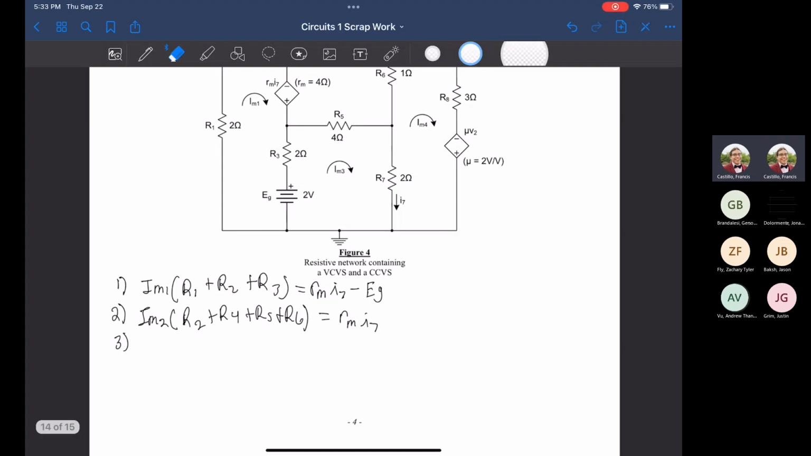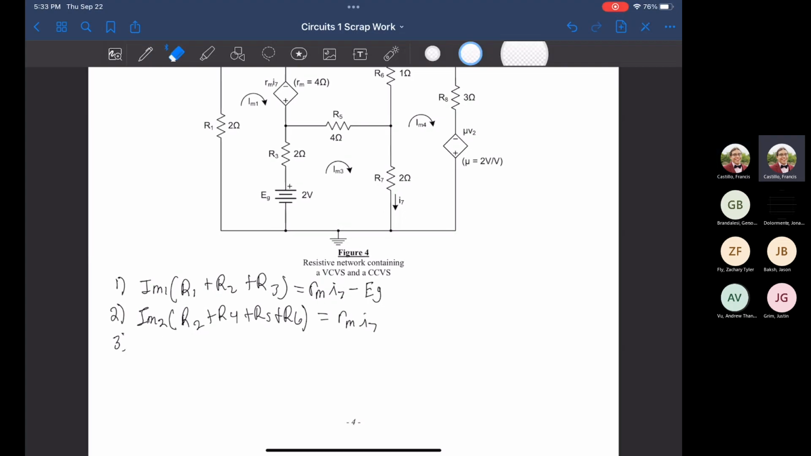Same thing. IM3. Okay, IM3. Same thing. Going to go through R3 plus R5 plus R7 is equal to 2 volts. Or actually, it should be better to put EG. There's that. There's nothing else there, right? There's no dependent sources. There's nothing else.